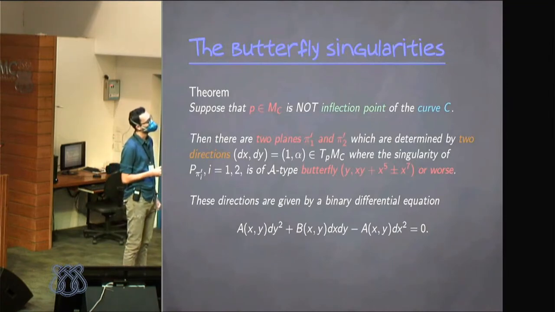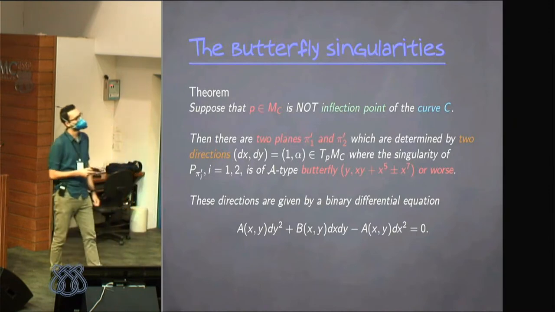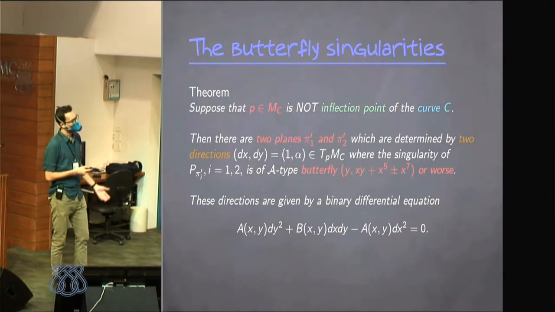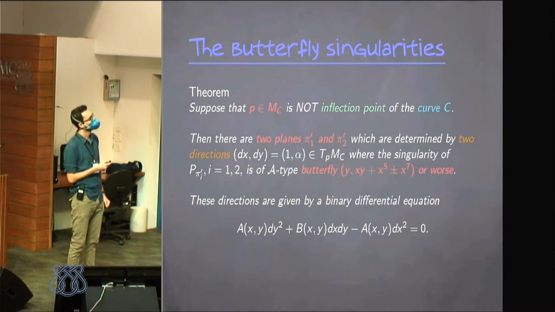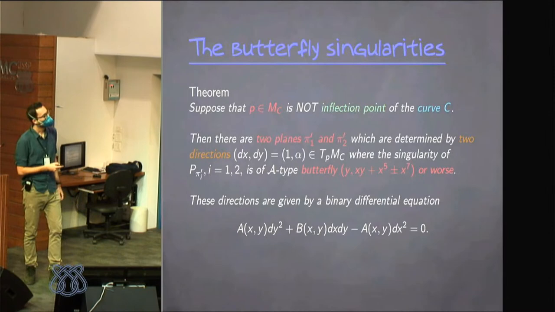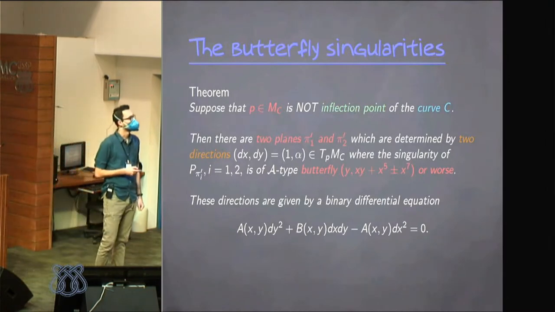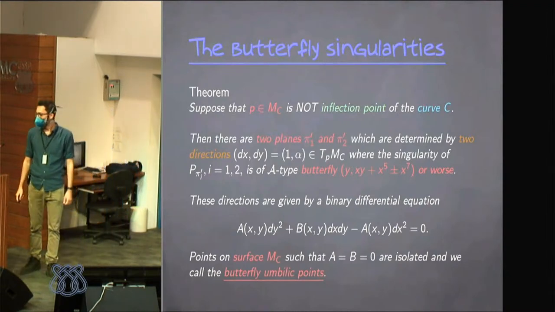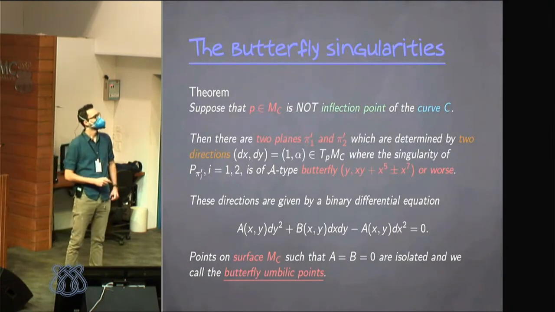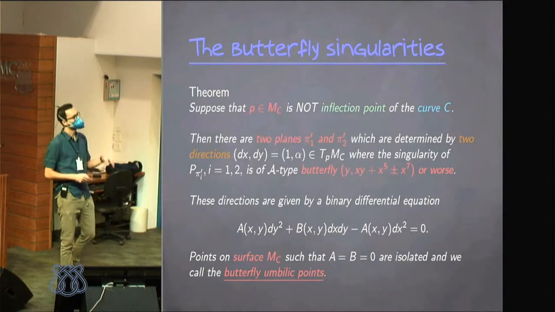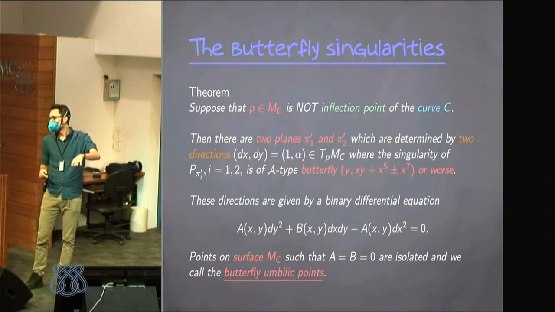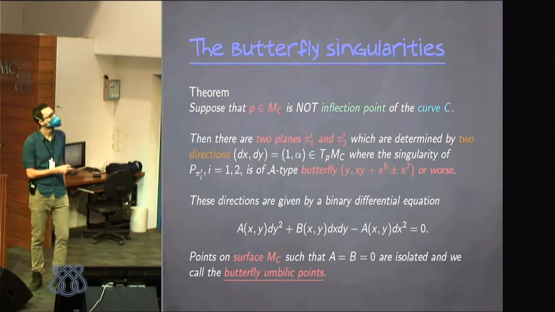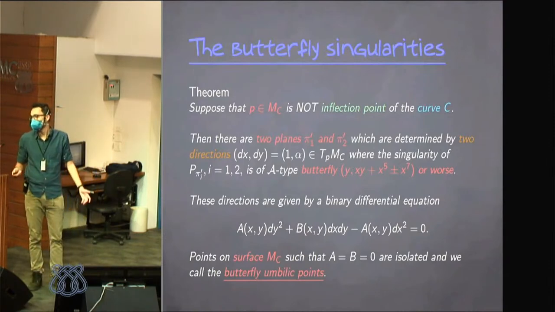for example, if A is equal to 0 and B is equal to 0, we are in the singular point of the binary differential equation. And A equals 0 and B equals 0 also gives us the projection butterfly. But when A is equal to 0 and B is equal to 0 at the same time, we are at an isolated point in our case. Because of that we call this point the butterfly umbilic, because umbilic is the classic name for the singular point of a binary differential equation. Okay?